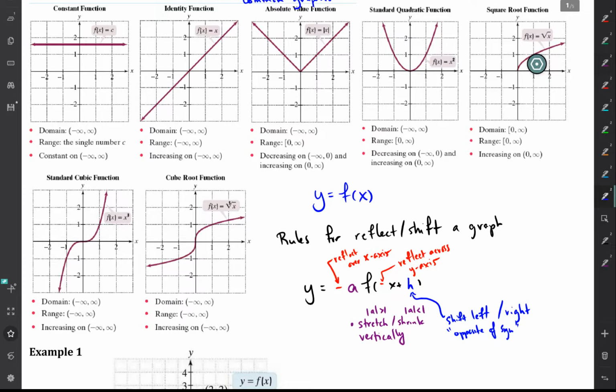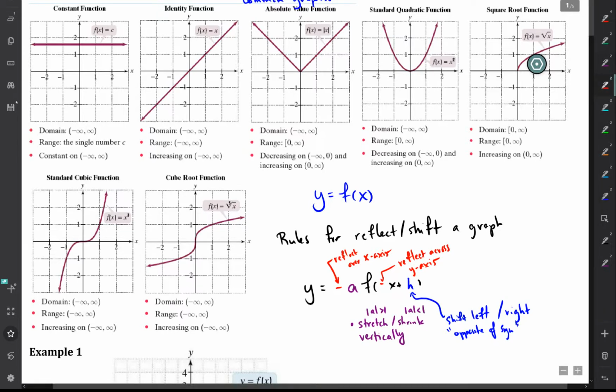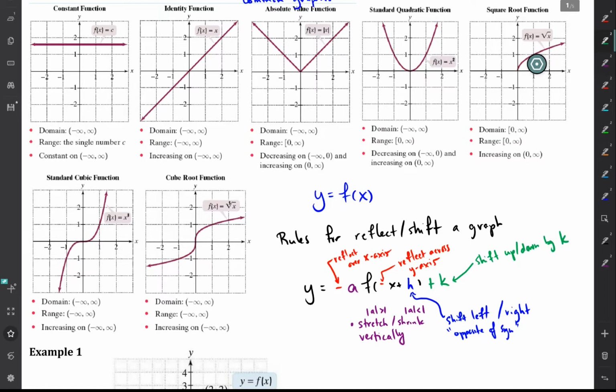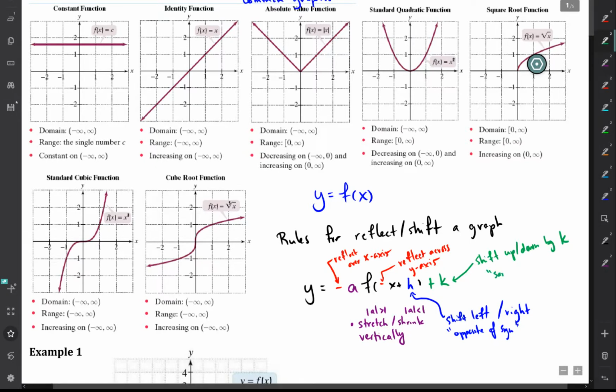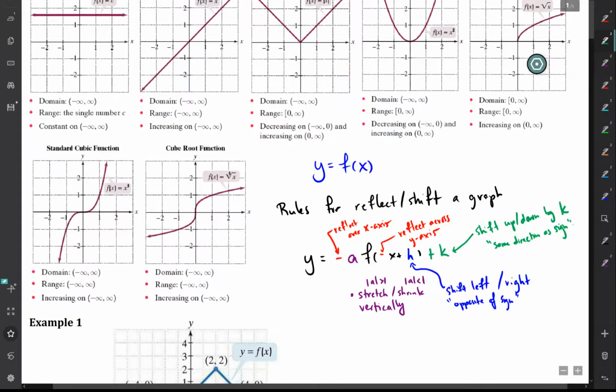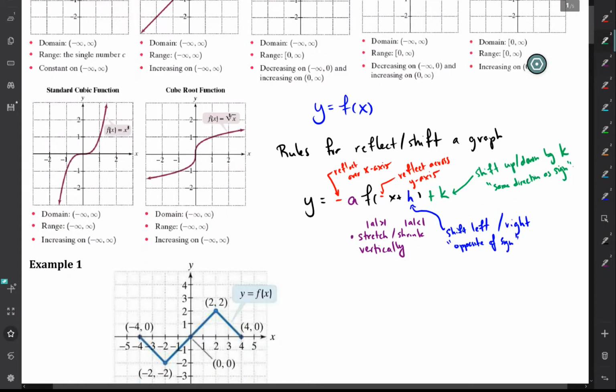Okay. And the last thing is you could add a number k outside of the parentheses, and this is going to cause it to shift up or down by the value k. In this case, you're actually going the same direction as the sign. Okay, so those are all the possibilities.